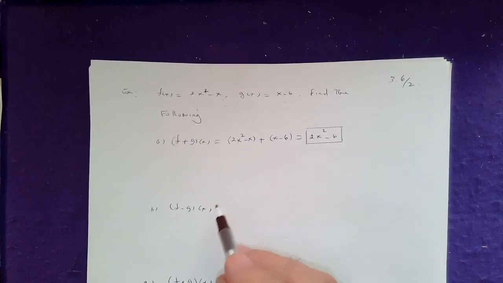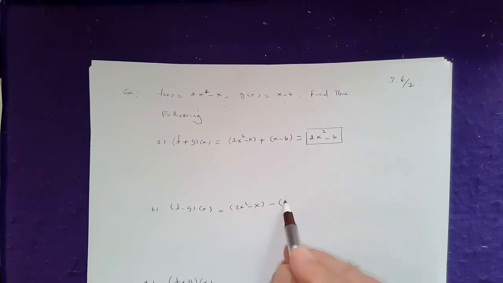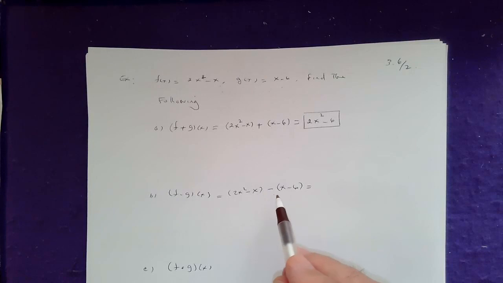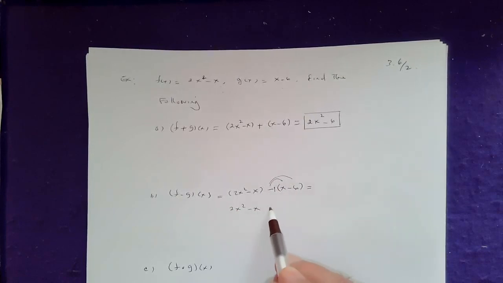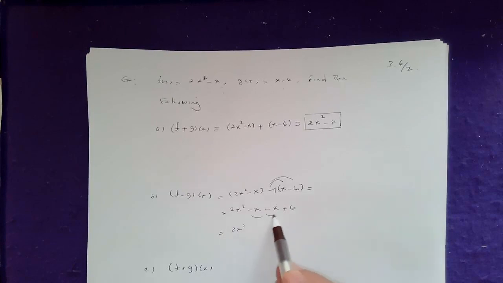Correct? F minus g of x is what? 2x squared minus x minus x minus 6. So in this case, all you have to do is distribute the minus sign by x minus 6. Remember what that minus sign does? It changes the signs of everyone inside the parentheses. Combine the like terms, you get 2x squared, what? Negative 2x plus 6. Box the answer, end of the problem.